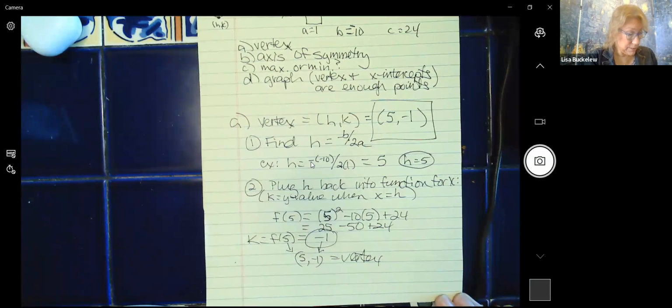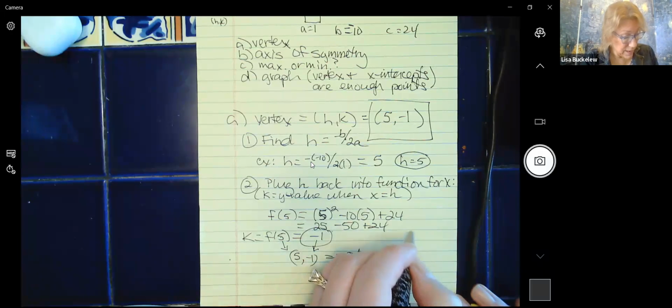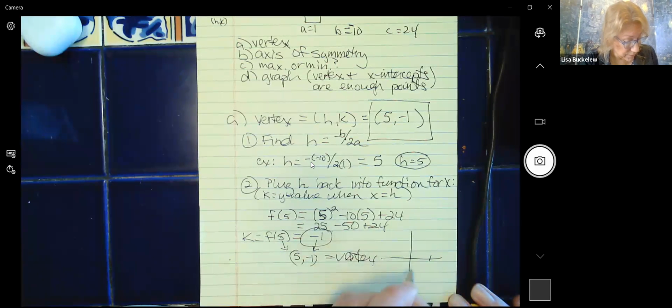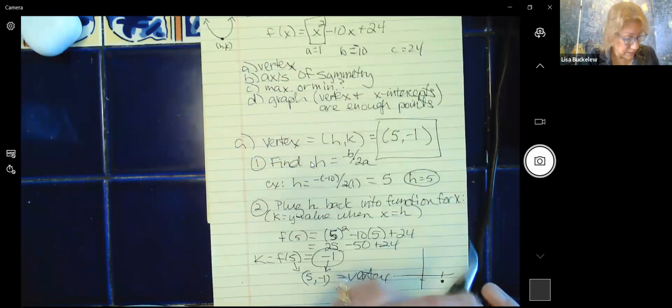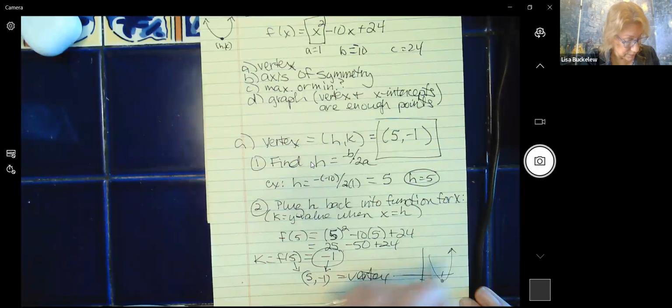Okay, so I know a couple of things already. Just in my head, I'm forming this picture. Over 5, down 1 for 5, negative 1. I know it's going to open upwards because the leading term was positive. So it's going to look something like this.